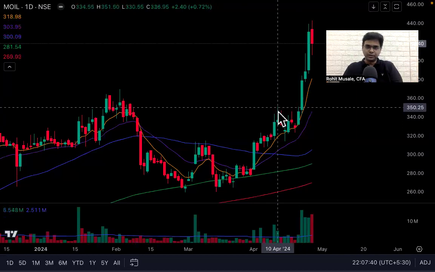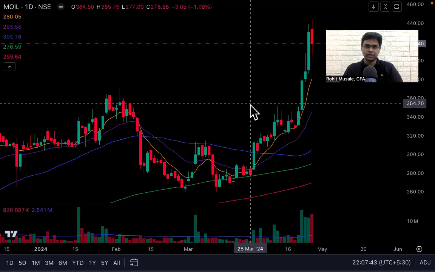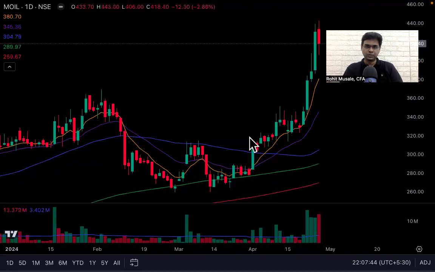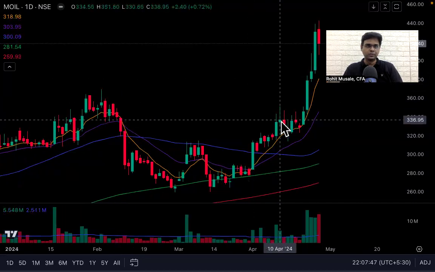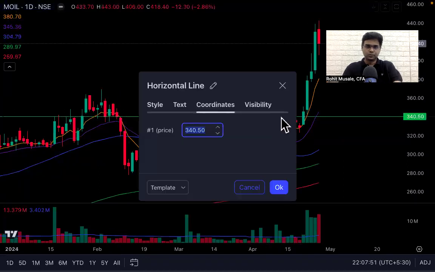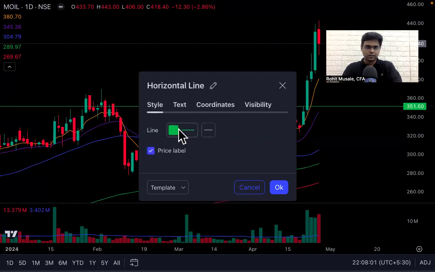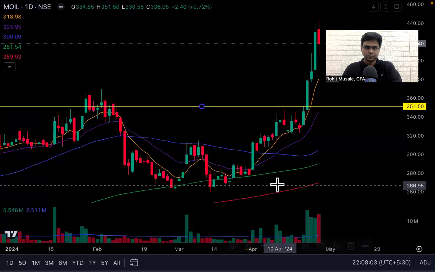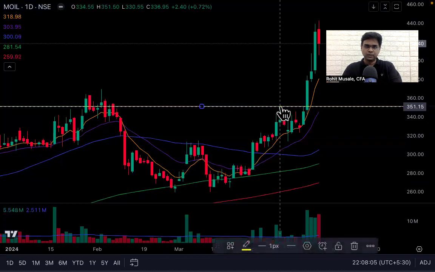So point 3, the high of this candle, becomes my buy point. Let's draw a line here. This is 351.50. Let us give it yellow color. So that is where I plan to buy the stock.